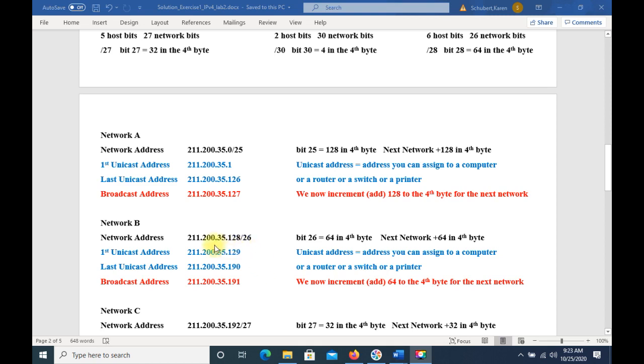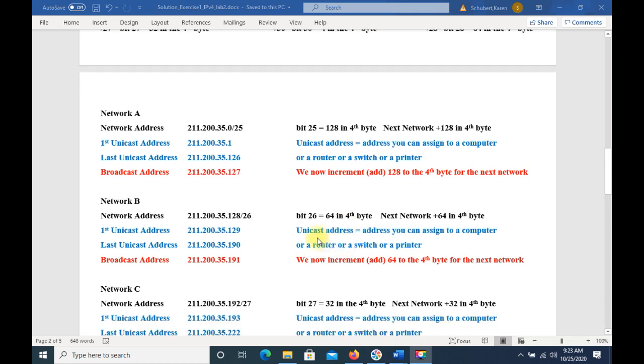Network B, we have added 128 to the 4th byte. That is the network address, 211.235.128. But we change the subnet mask to /26. Bit 26 is also in the 4th byte, but it's worth only 64. So for the next network we will have to add 64 to 128, which gives us 192.